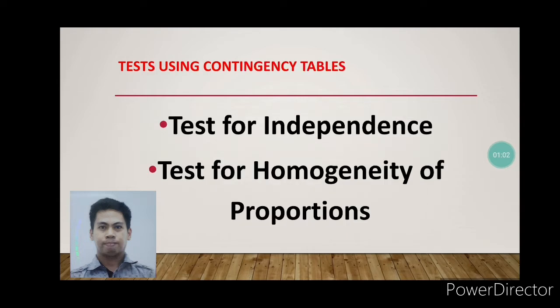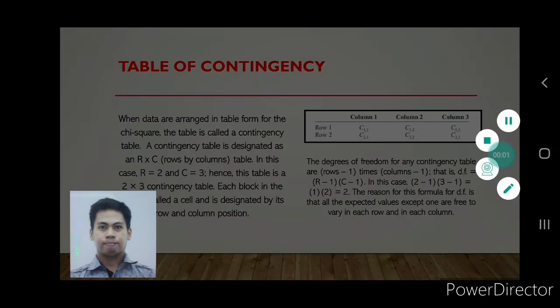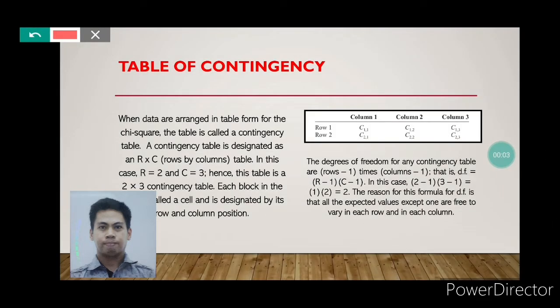Now let's proceed to our topic, and our topic is chi-squared test using contingency tables. Under this topic, there are two subtopics. These are test for independence and test for homogeneity of proportions. Now what is a table of contingency? When data are arranged in table form for the chi-square, the table is called a contingency table.